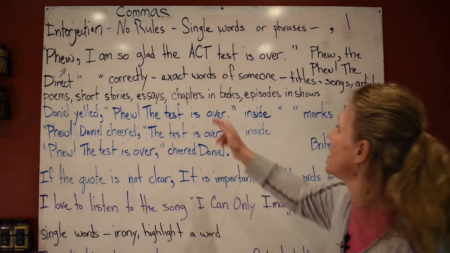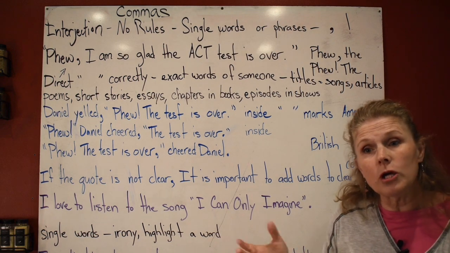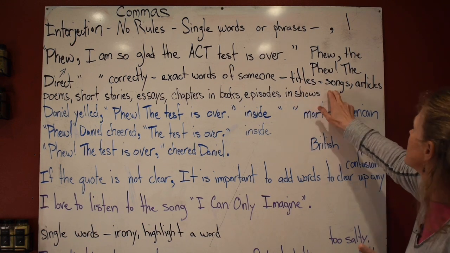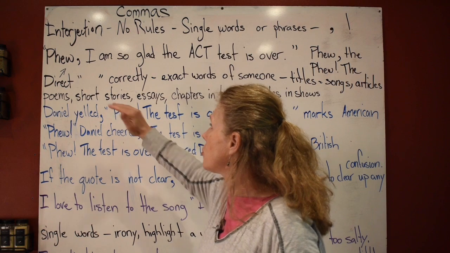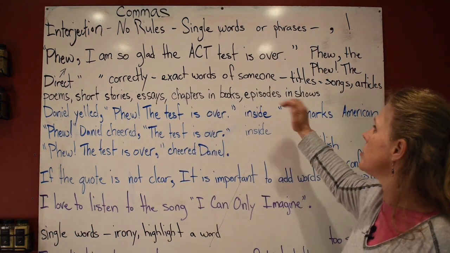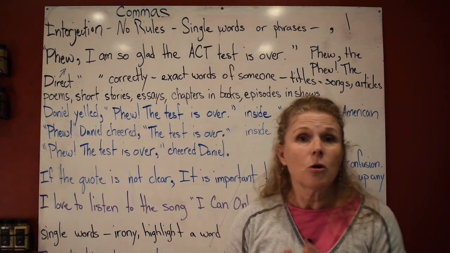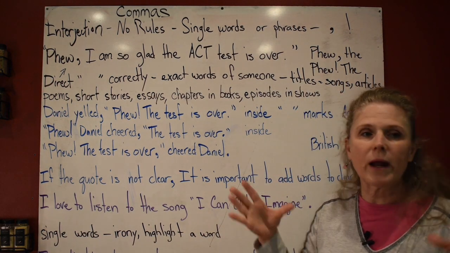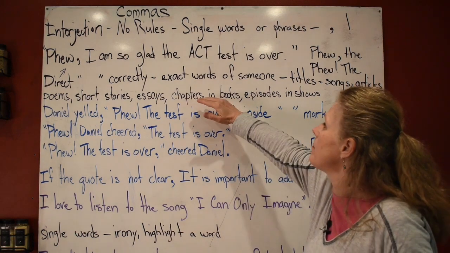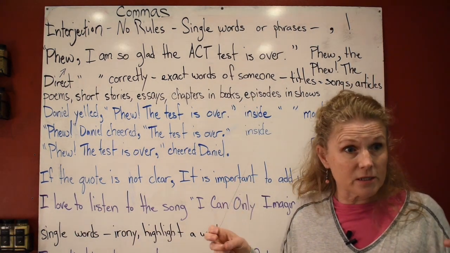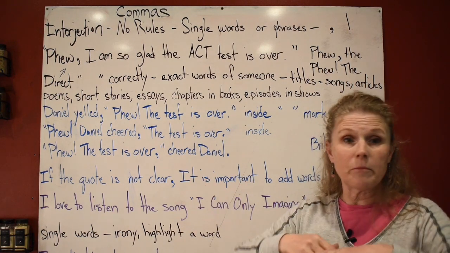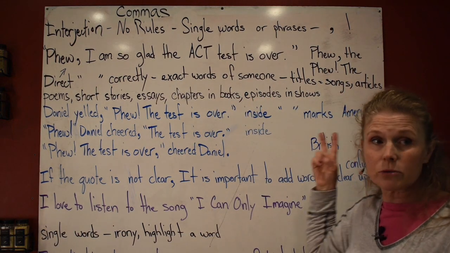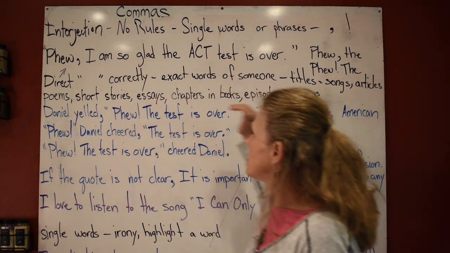Direct quotes are the exact words of somebody. Also, you put quotes around titles. Talk about the titles, they go in quotes: songs, articles, poems, short stories, essays, chapters in books, and episodes in shows. Now remember, we don't put quotes around the titles of books. The quotes go around small pieces of work. If you think about chapters in a book, those are the small pieces, the subplots in the main plot of the whole book. So that's where you put the quotes. They go around small pieces of work.